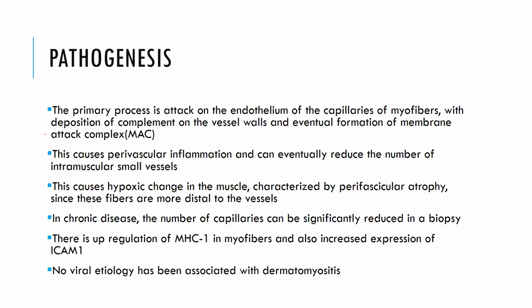So, when you look at the pathogenesis, how does dermatomyositis come about? In this case, it has been postulated that the primary process is an inflammatory attack on the endothelium of the capillaries of myofibers. So you have a muscle, for example, if I draw here, this is your muscle, which usually has fibers. This muscle is usually supplied by a blood vessel.